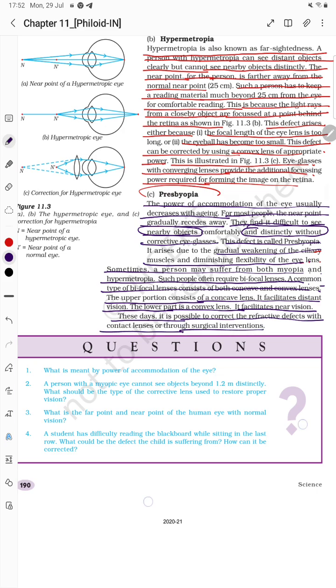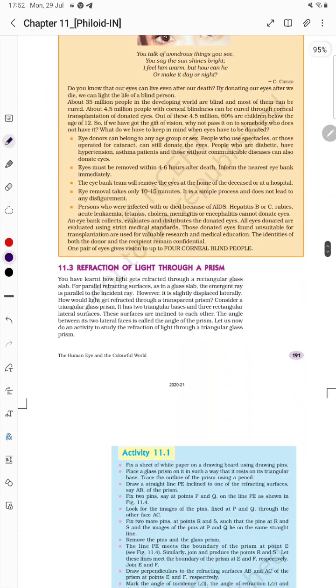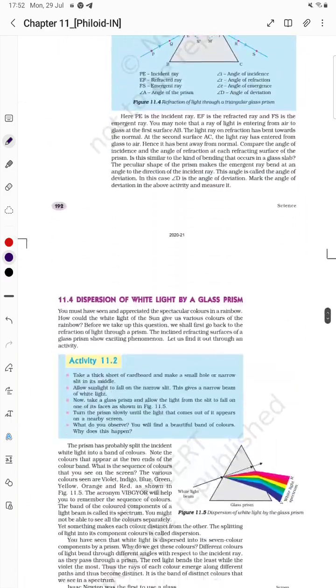This is presbyopia. Refraction of light through a glass prism.